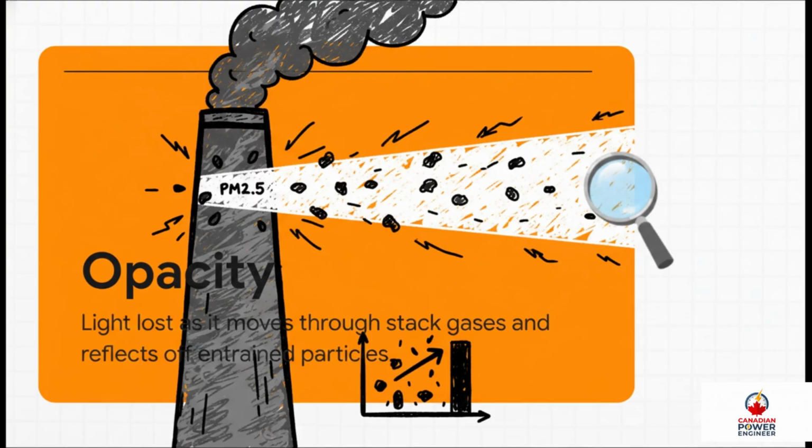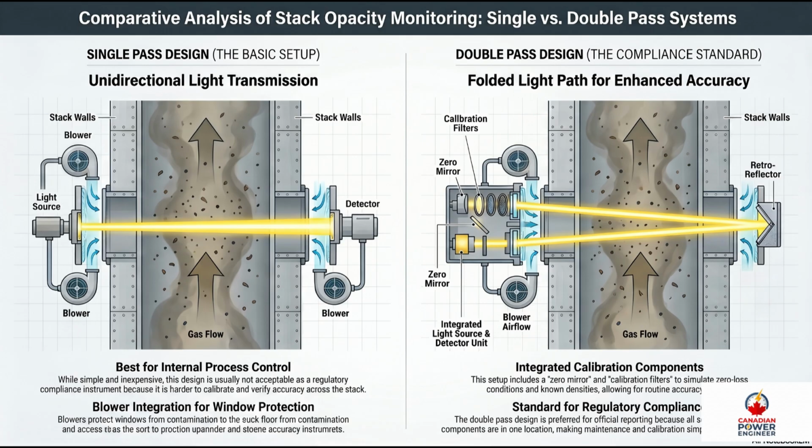And it scatters, it's reflected, it's absorbed. Basically, the more particles floating in the gas, the more light gets lost. That specific percentage of lost light is your opacity, and it directly correlates to how much particulate matter you are pumping out into the atmosphere. And this brilliantly illustrates exactly how we measure it.